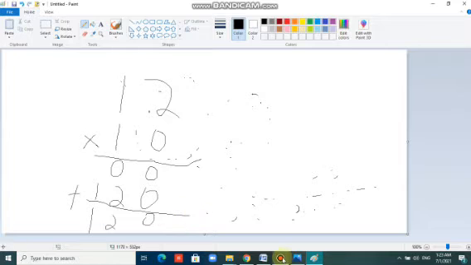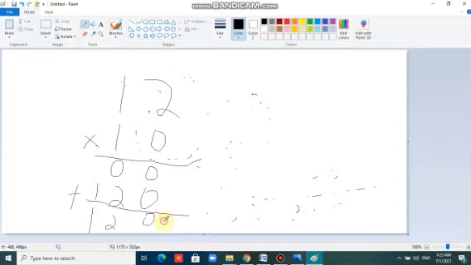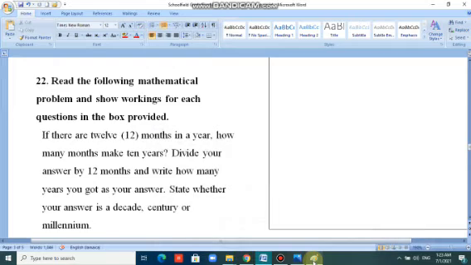What they ask for is months. So if there are 12 months in a year, how many months make 10 years? So 120 months. Imagine 120 months. So it's 120 months make 10 years. All right. 120 months makes 10 years.